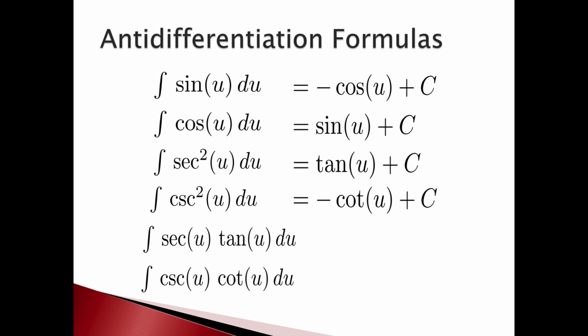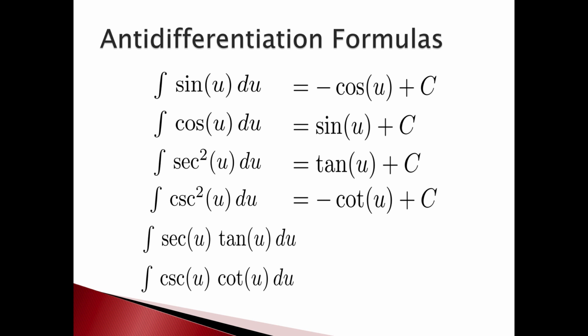So if I take the derivative of negative cotangent, I'll get negative cosecant squared. The two negatives cancel out, and I get the cosecant squared I was looking for. Okay. What about secant tangent? Secant of u times tangent of u.